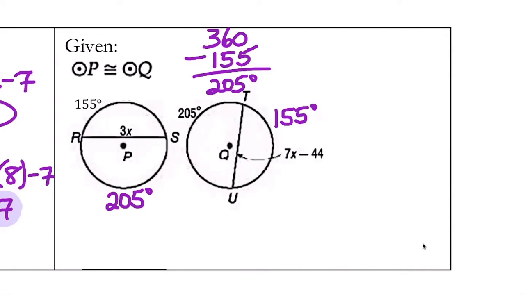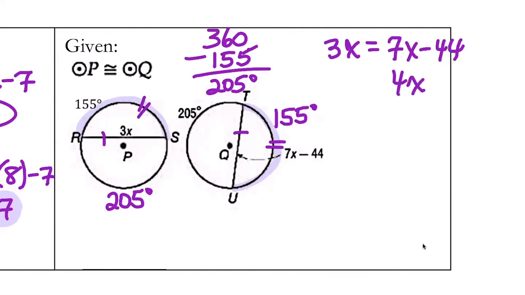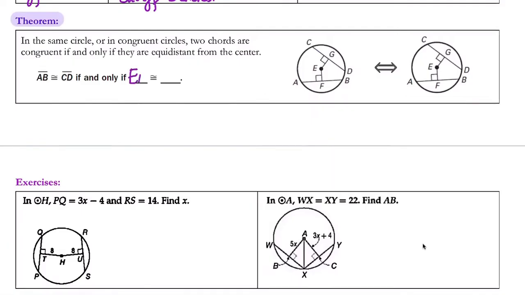So that means that these chords will be congruent because these arcs are congruent here and here. Okay, so since the arcs are congruent, that makes the chords congruent to each other. And that is going to cause 3x to be equal to 7x minus 44. And so 4x equals 44, x equals 11. Segment EF is congruent to segment EG.